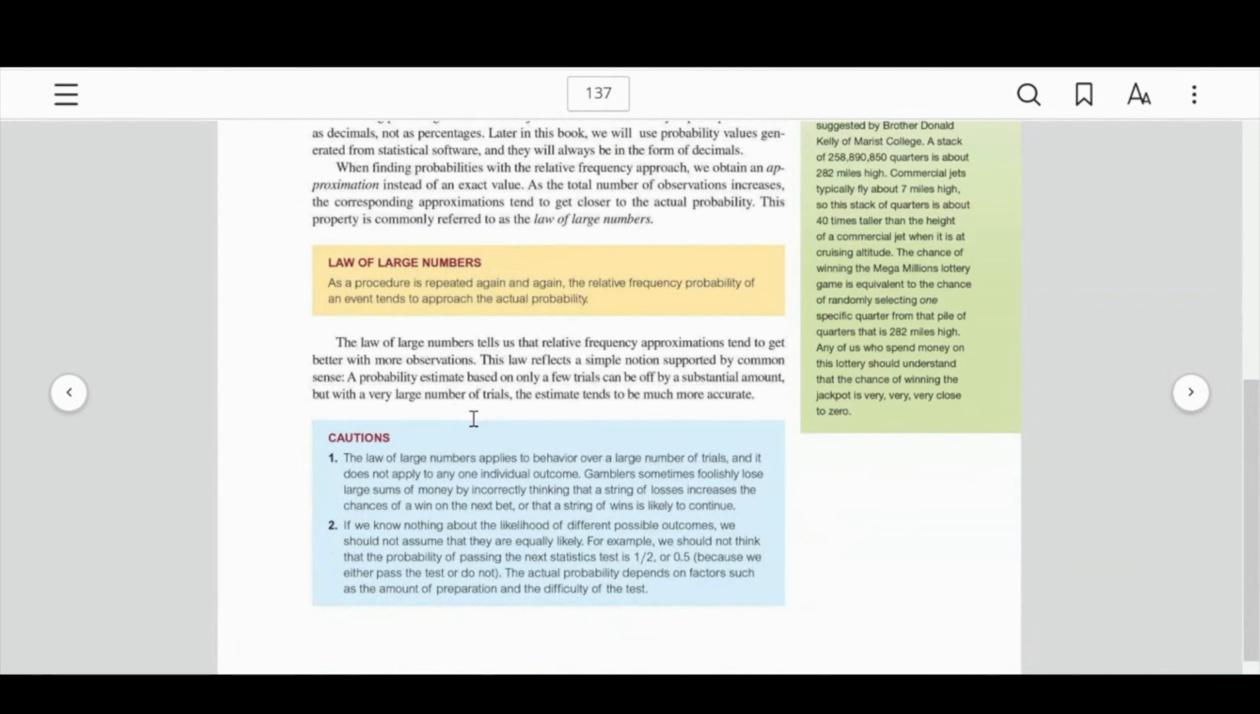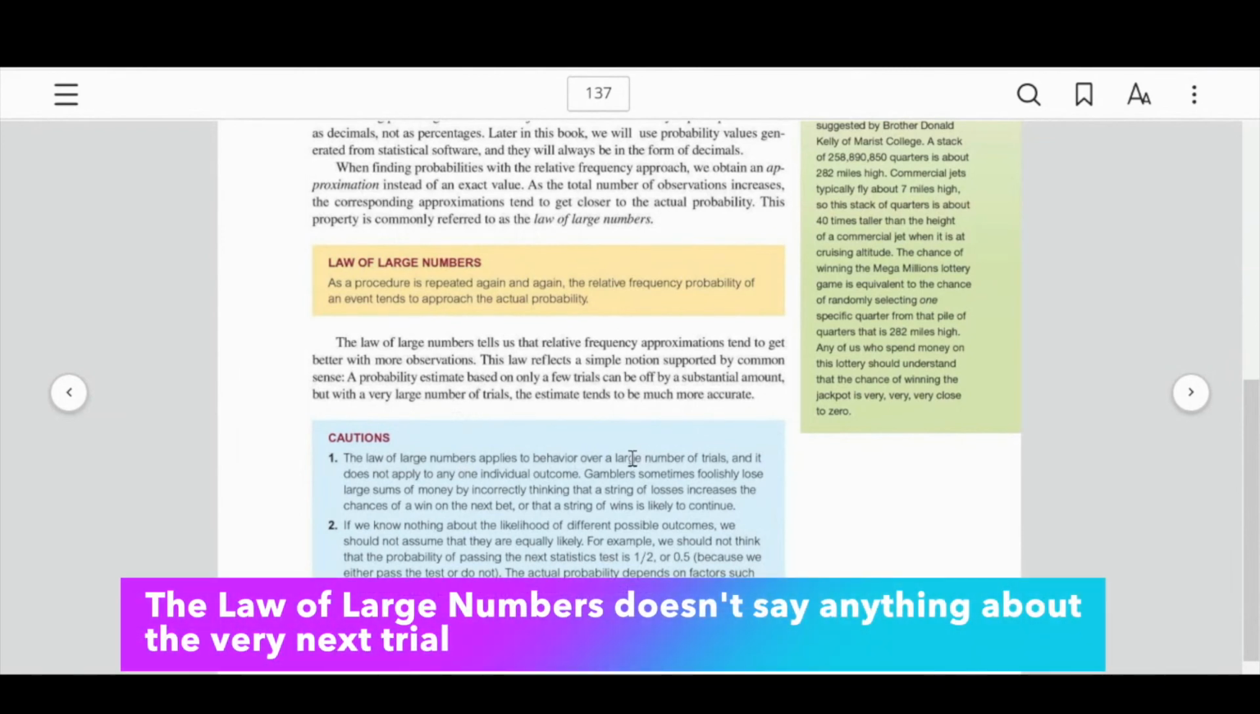But we don't do it in this class. I deleted the questions. Cautions, so this is important. The law of large numbers applies to behavior over a large number of trials. It doesn't tell you what will happen on the next roll of the dice.